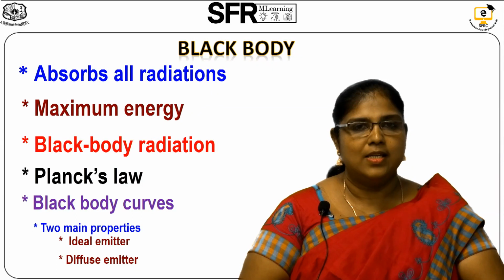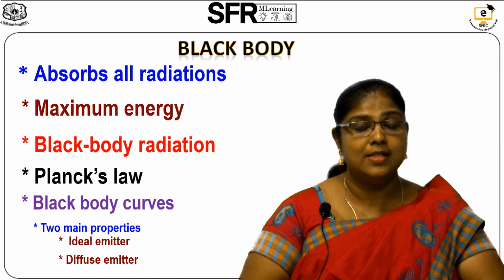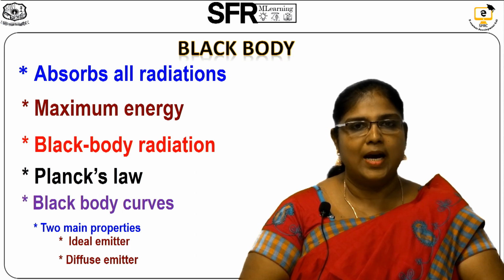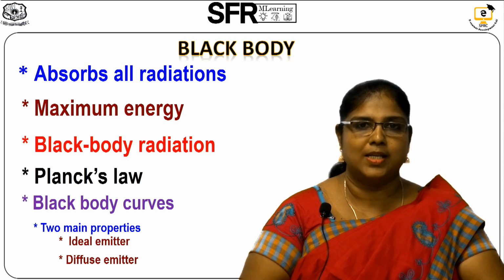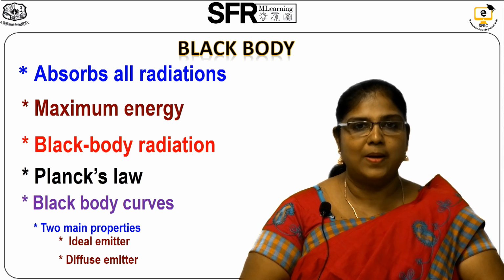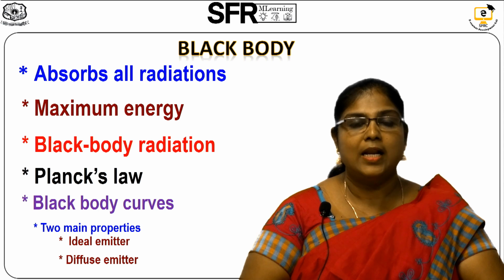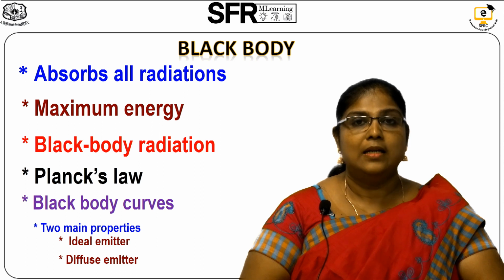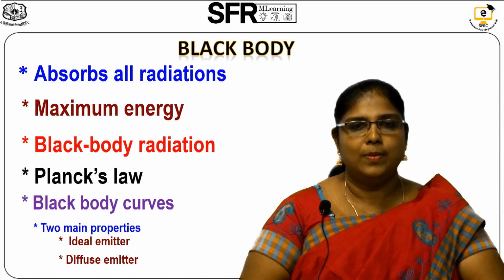A black body is an ideal physical object which absorbs all the radiations falling on it irrespective of the frequency and the angle of incidence. Of course, a good absorber is a good emitter, and it emits maximum energy at a particular temperature when compared to other objects. The radiation emitted by a black body is called black body radiation, and the German physicist Max Planck studied it and proposed Planck's law, which explains the energy density of the black body radiation.